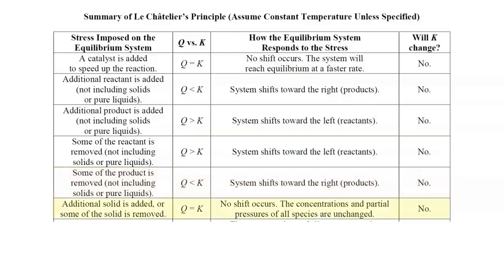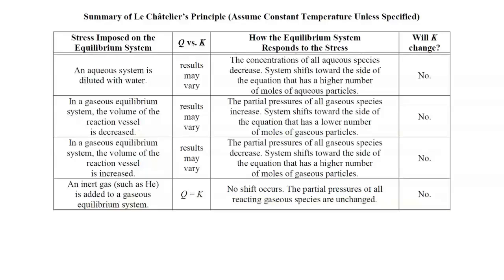Now, if additional solid is added, or some of the solid is removed, Q remains equal to K. No shift occurs because the concentrations and partial pressures of all species are unchanged. What if an aqueous system is diluted with water? Well, how Q is affected, results may vary, but what happens is when you dilute an aqueous system with water, the concentrations of all aqueous species decrease, and the system will shift toward whichever side of the equation has a higher number of moles of aqueous particles.